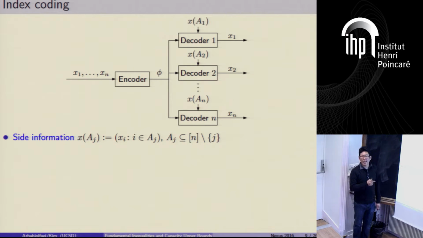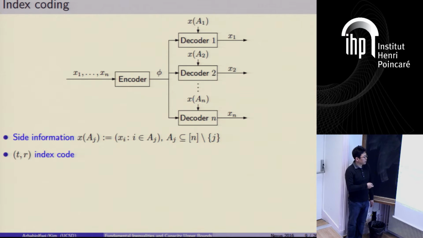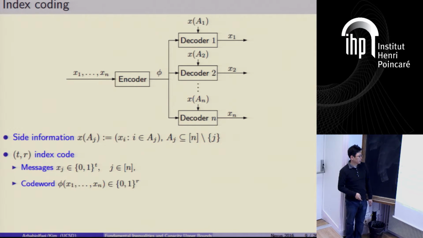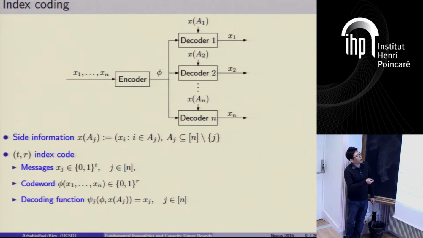So formally, for n messages, with notation x1 up to xn, we are going to encode them into some bits. Each decoder has some side information, say A1, A2, which of course doesn't include what it has to get. We parameterize the code by T and R. T is the number of bits in your movie files, and R is the number of bits we have to broadcast. The decoding map, based on side information and what is broadcast, recovers our desired message.